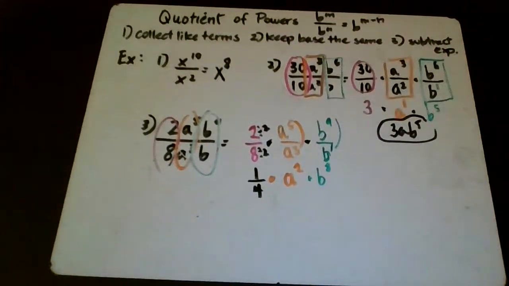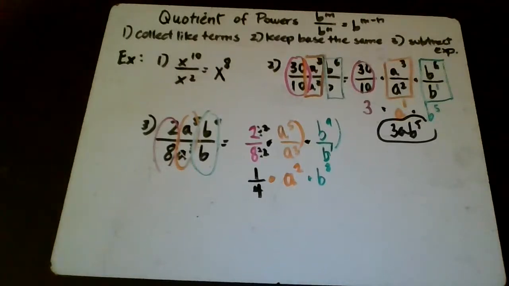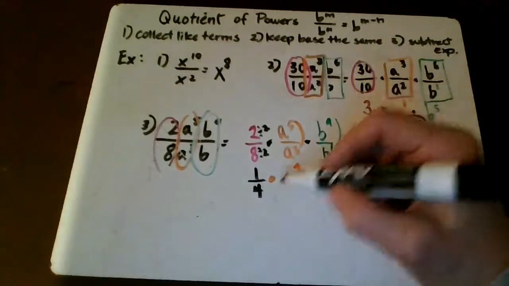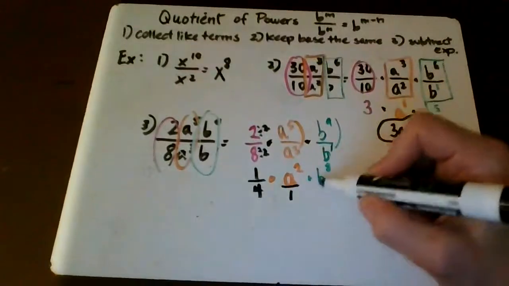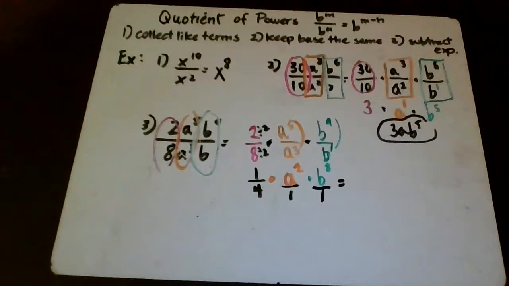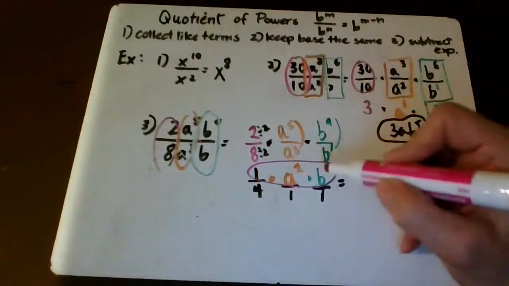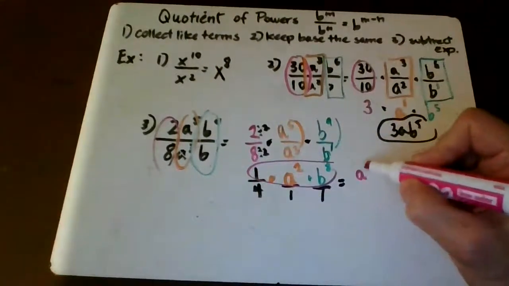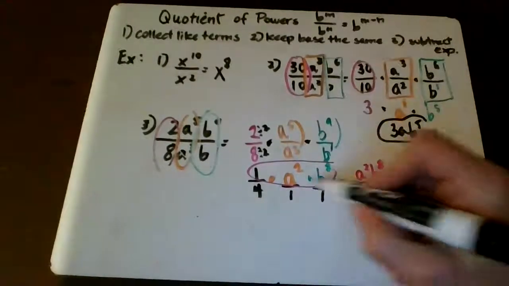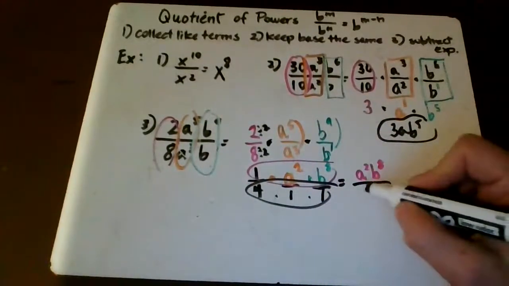Now, I kind of talked about this in my last video, but this is where it's really important how you write this. You really have this a squared all over 1, and you really have this b to the 8th all over 1. So if you multiply the whole entire top row, you have 1 times a to the 2nd, b to the 8th, which would be just a to the 2nd, b to the 8th, all over the bottom row, 4 times 1 times 1. Remember, these are all multiply. So 4 times 1 is 4.